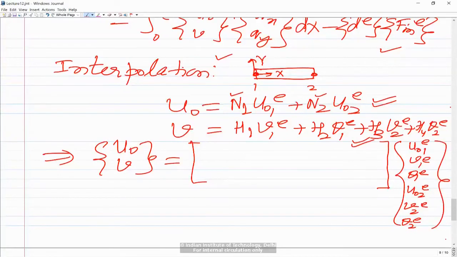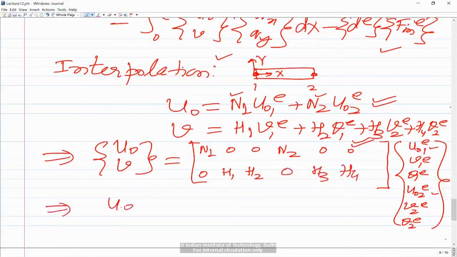See, u naught 1 is at location 1 and u naught 2 is at location 4. So we should have n1 there, and then 0 0, because v1 and theta 1 are not contributing to u naught, and then n2, and again 0 0, because v2 and theta 2 are not contributing to the interpolation of u naught. And then in v we have h1 h2 h3 h4. So we will have 0, then h1 into v1 plus h2 into theta 1, and then again 0 here because u naught 2 is not contributing to v. Then we will have h3 and h4. So this is how your interpolation matrix would be.